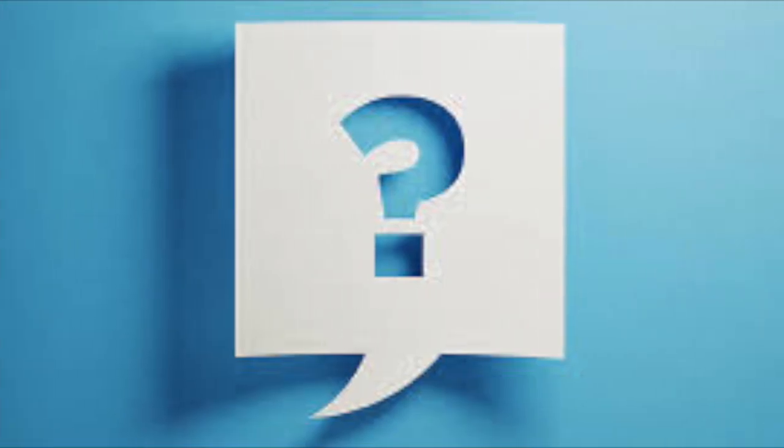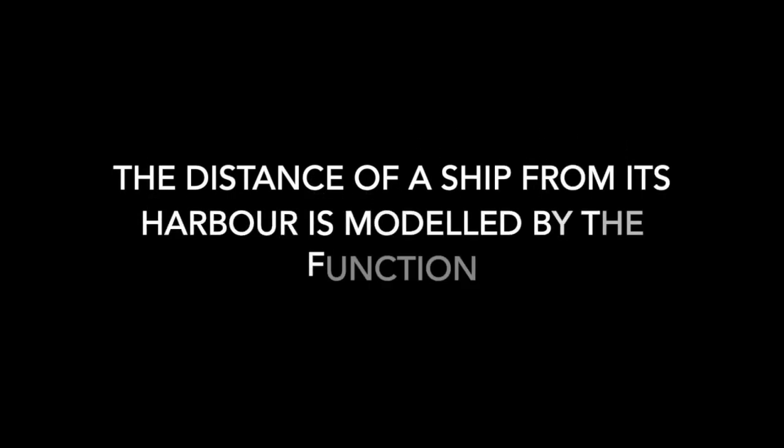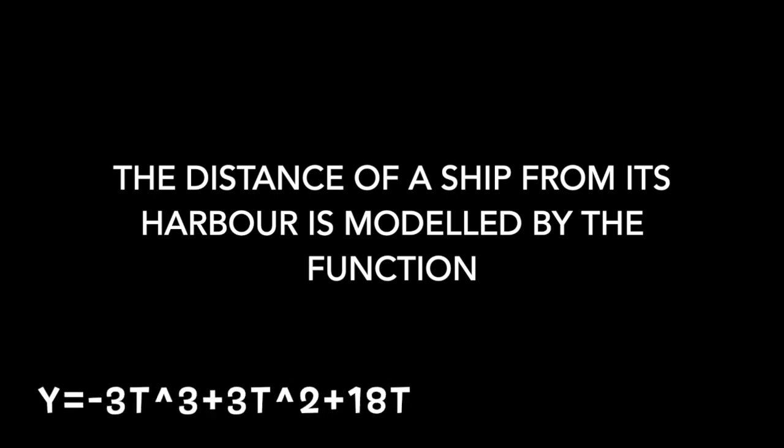The question we will be analyzing is as follows. The distance of a ship from its harbor is modeled by the function y equals negative 3t cubed plus 3t squared plus 18t, where t is the elapsed time in hours since departure from the harbor.